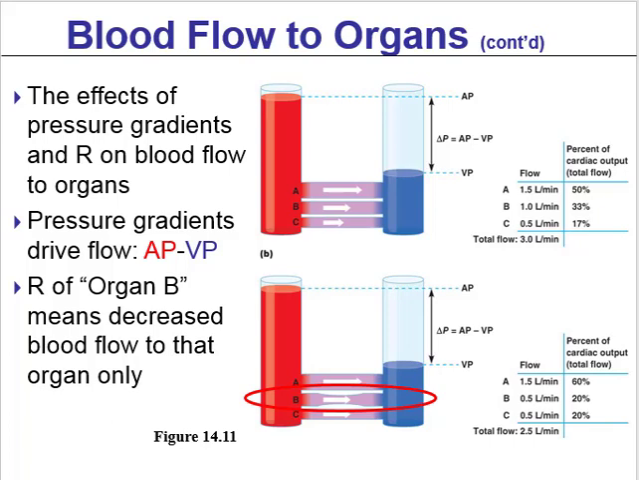There's also the possibility for neural override. For example, the blood flow to the stomach can be restricted during times of fight or flight.